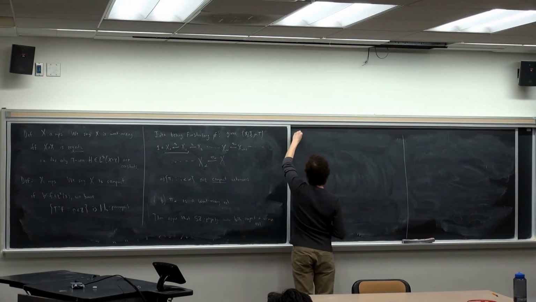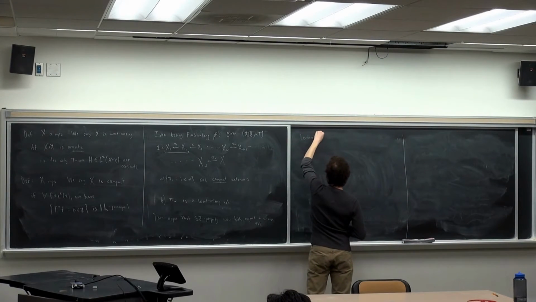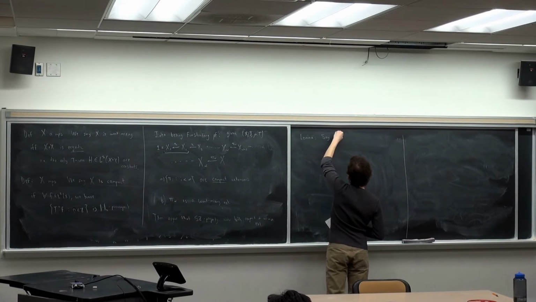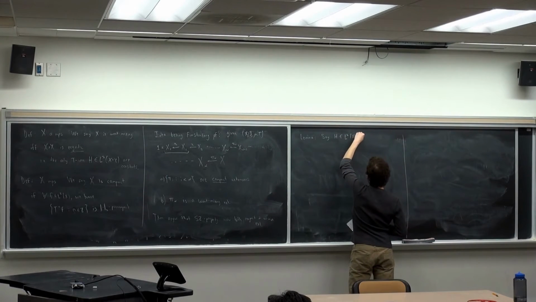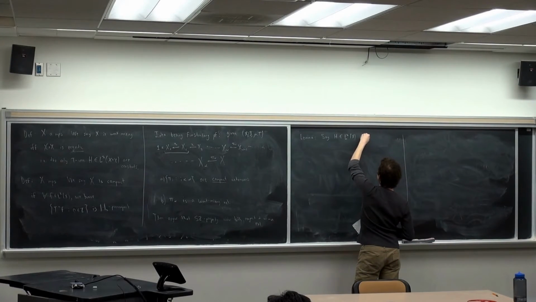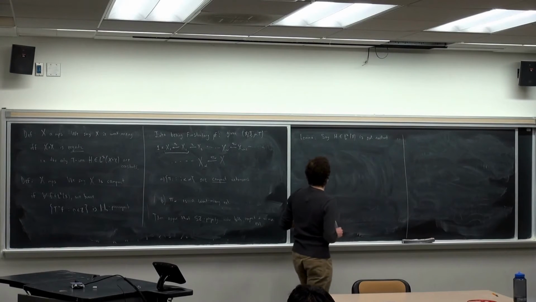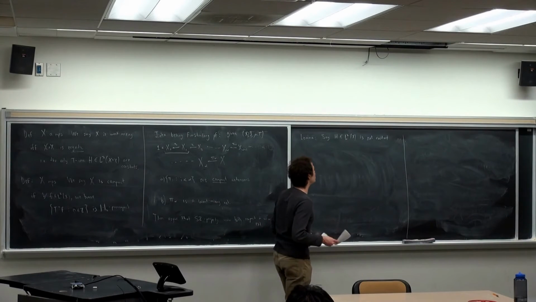So here's a really important lemma. Say that h in L2(X×X) is not constant. This doesn't have to do with the fact that X is a system yet. This is just general functional analysis.